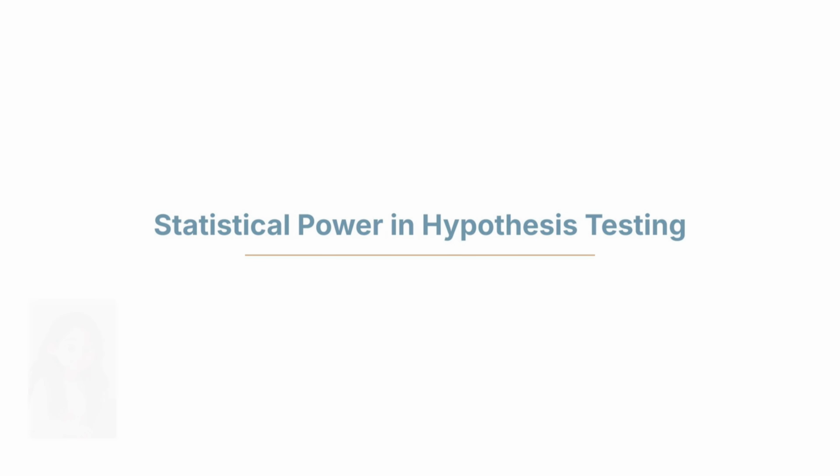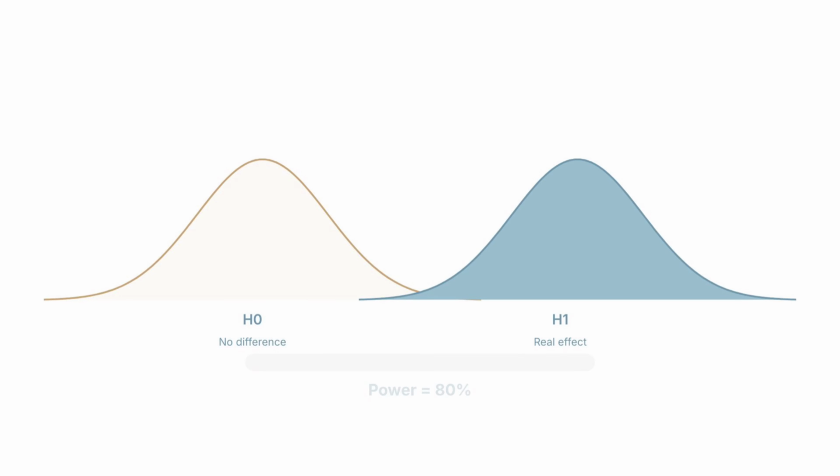in the population. Think of it like a medical screening test. A highly powerful test rarely misses a disease that is actually present. A low-powered test might send you home with a clean bill of health even when the condition is real and detectable. Formally, power is defined as 1 minus beta, where beta represents the type 2 error rate. We will unpack what that means in a moment. In practice, a widely accepted target is a power of 0.8. That means if a real effect exists in your data, you want at least an 80% probability of detecting it.